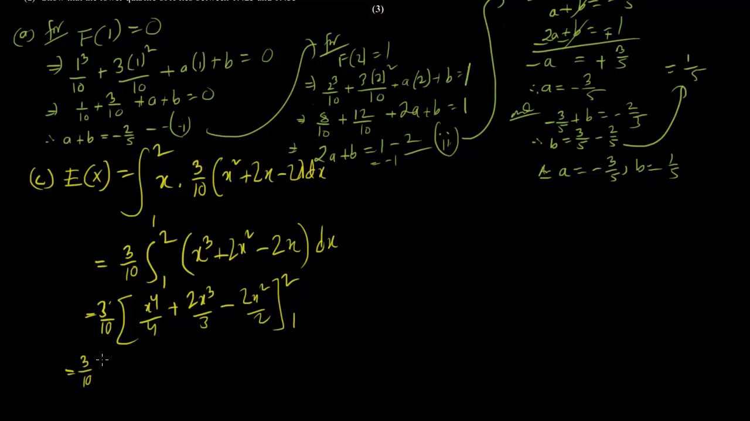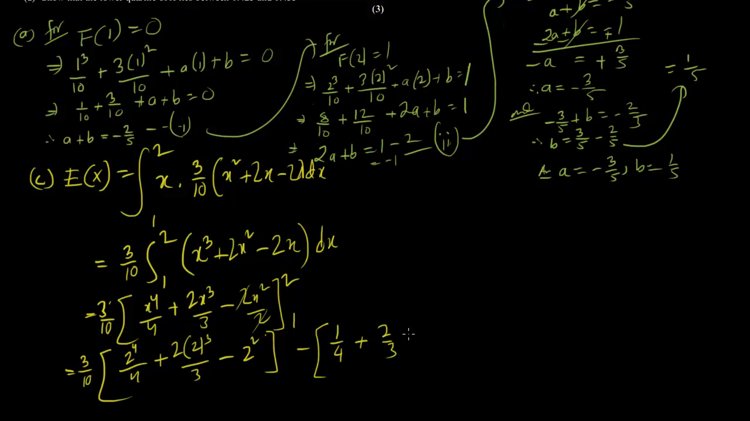So this would be 3 by 10. We put the value of 2. This would be 2 to the power 4 by 4 plus 2 times 2 cubed by 3 minus, this 2 and this 2 cancel, this would be 2 squared. And if you put 1 over here, it would be 1 to the power 4 by 4, that is 1 by 4, plus 2 by 3, minus 1. Remember, the whole thing is multiplied, so there has to be another bracket. Be very careful about that.